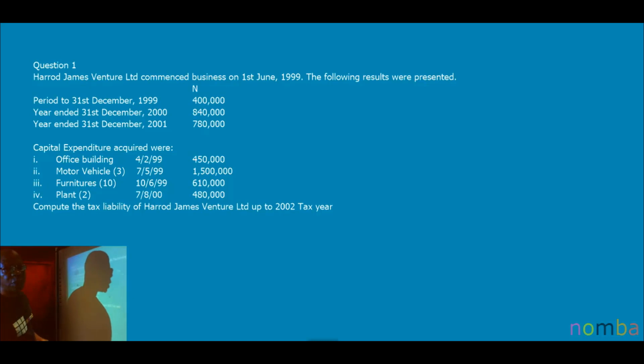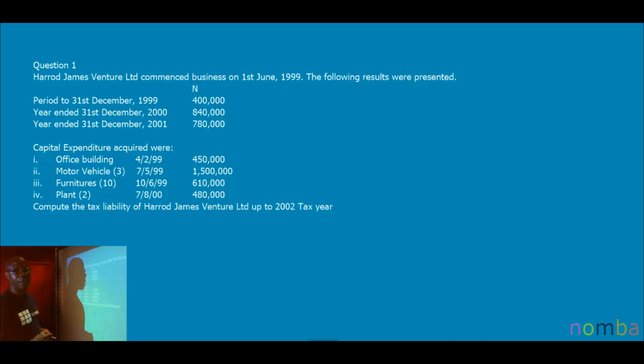Now, Harold James Venture Limited, I'm reading, commenced business on 1st June 1999. I will interpret that first line. That means this is a question that borders on commencement ab initio, from the start. So, you log on to your commencement rule. Remember what we do there. We are going to apply it here.